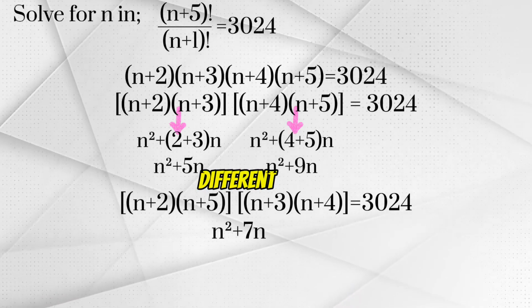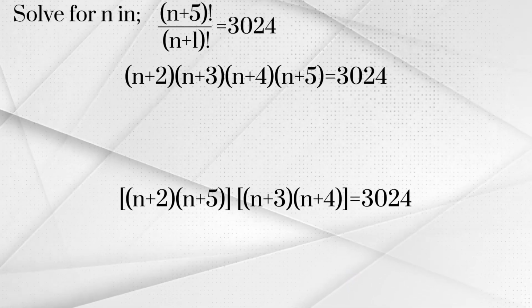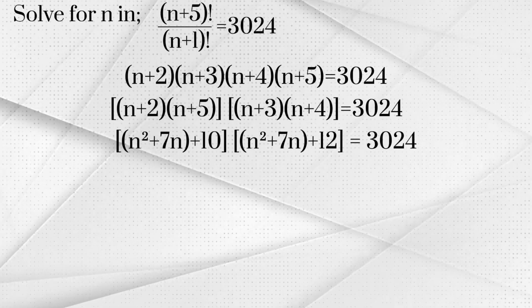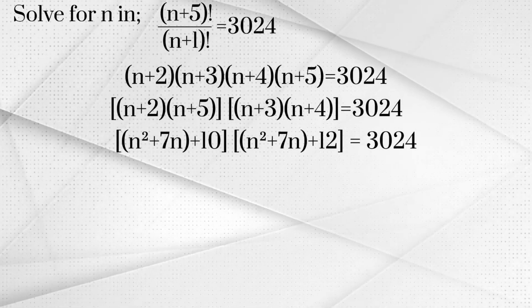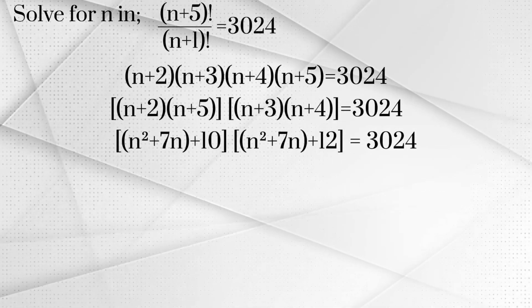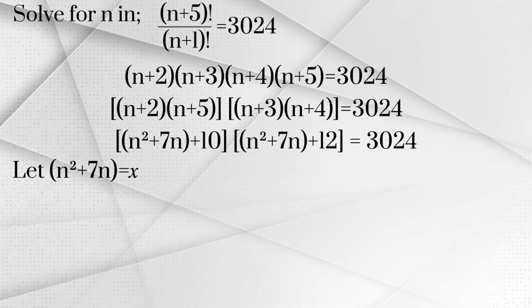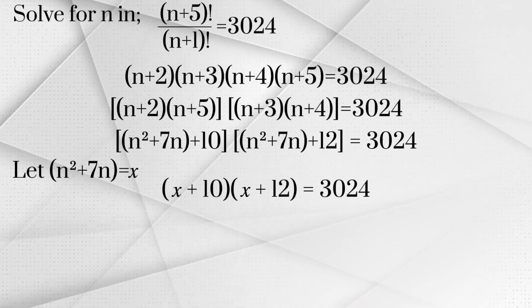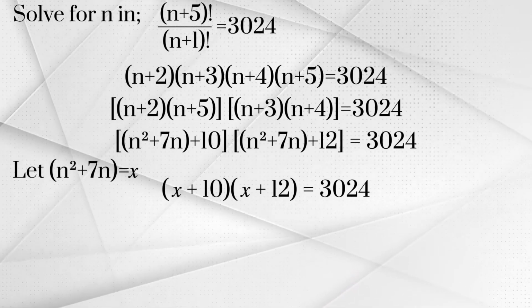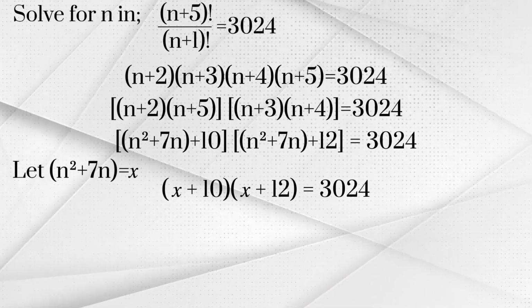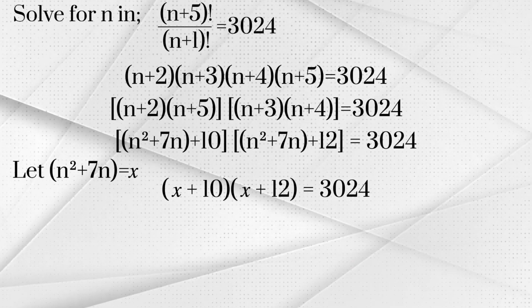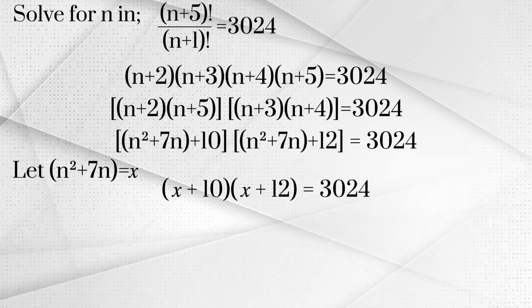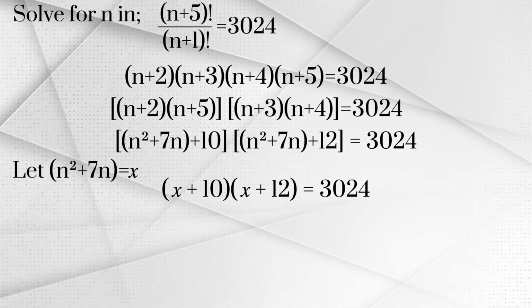So this was actually very clever. Let me show you how this helps. If we expand all the way through, then we'll have (n squared plus 7n plus 10) times (n squared plus 7n plus 12) equals 3024. Let's call n squared plus 7n some new term, say x. Then we'll have (x+10)(x+12) equals 3024. The difference between these two terms is 2. We know n must be a natural number, thus a positive integer. And so we need to look for factors of 3024 that have a difference of 2.